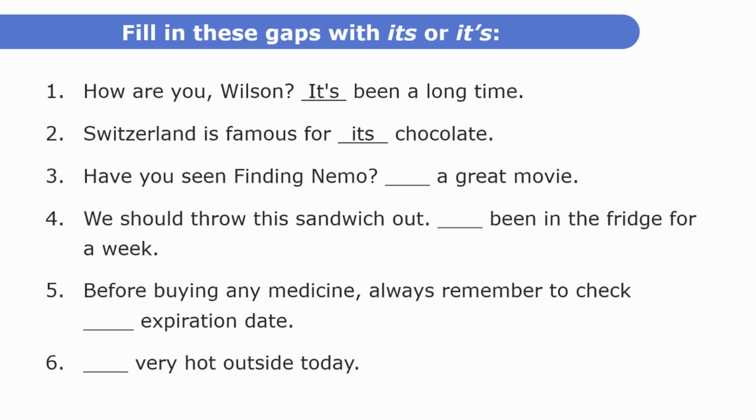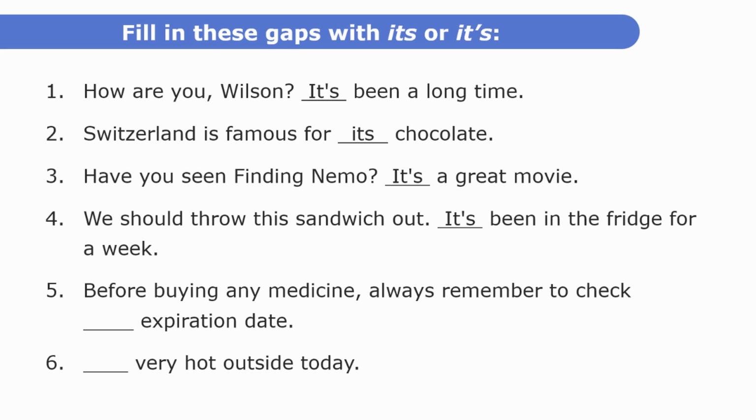In number 3, have you seen Finding Nemo? It is a great movie. We shorten it is to it's with the apostrophe. All right, number 4, we should throw the sandwich out. It has been in the fridge for a week. Again, we shorten it has to it's with the apostrophe.